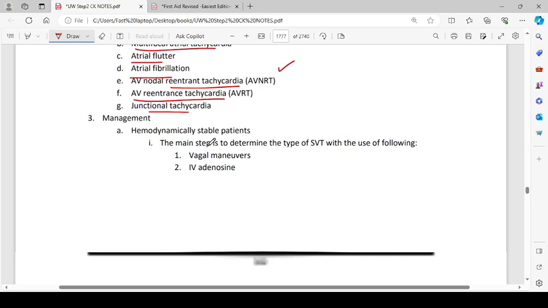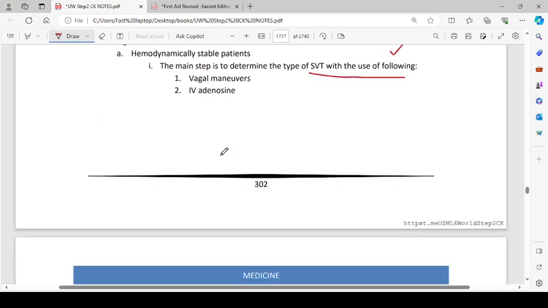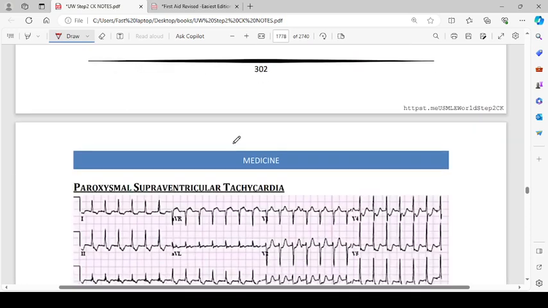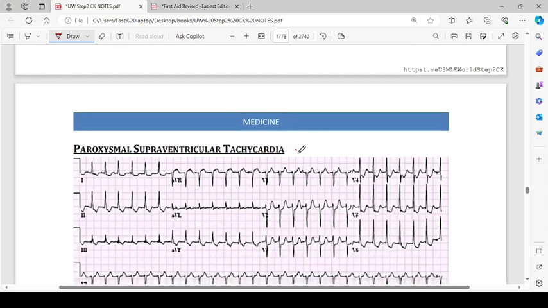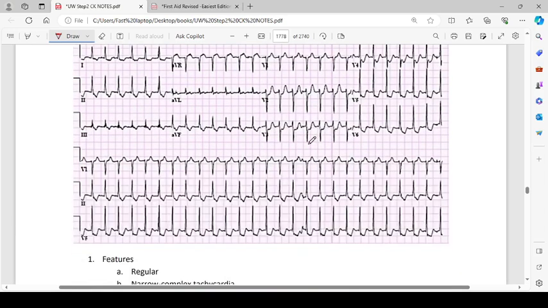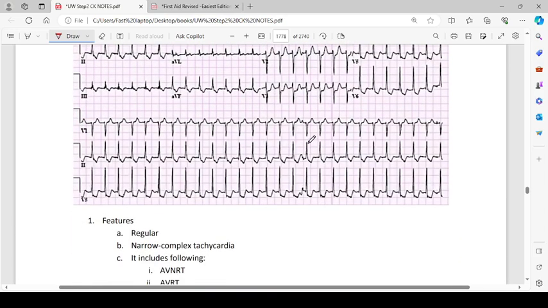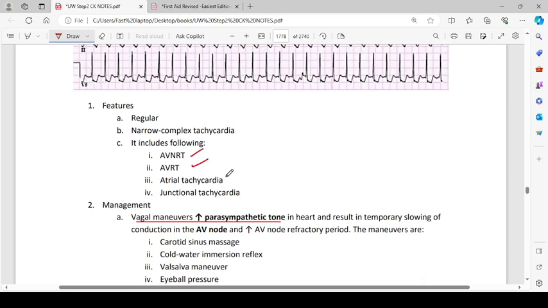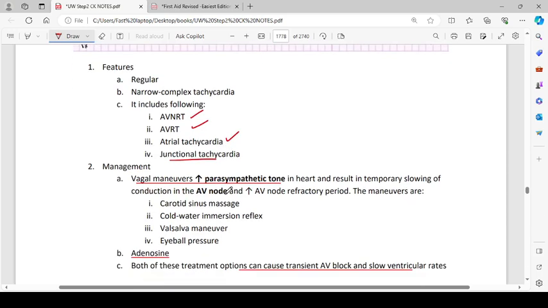Management for hemodynamically stable patients: the main step is to determine the type of supraventricular tachycardia, and we can do either vagal maneuvers or IV adenosine. Now this ECG strip is for paroxysmal supraventricular tachycardia. The features include regular narrow complex tachycardia. It includes AVNRT, AVRT, atrial tachycardia, and junctional tachycardia.